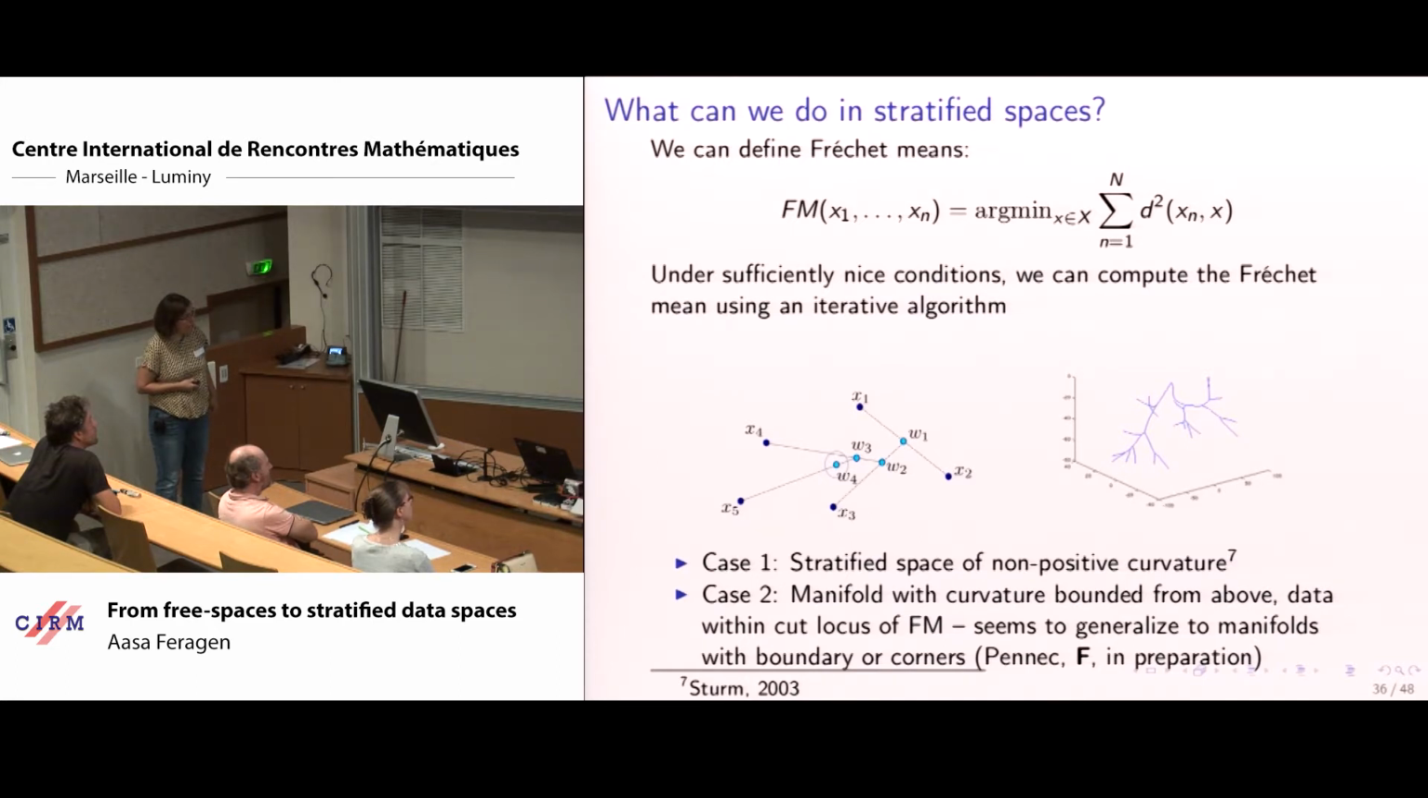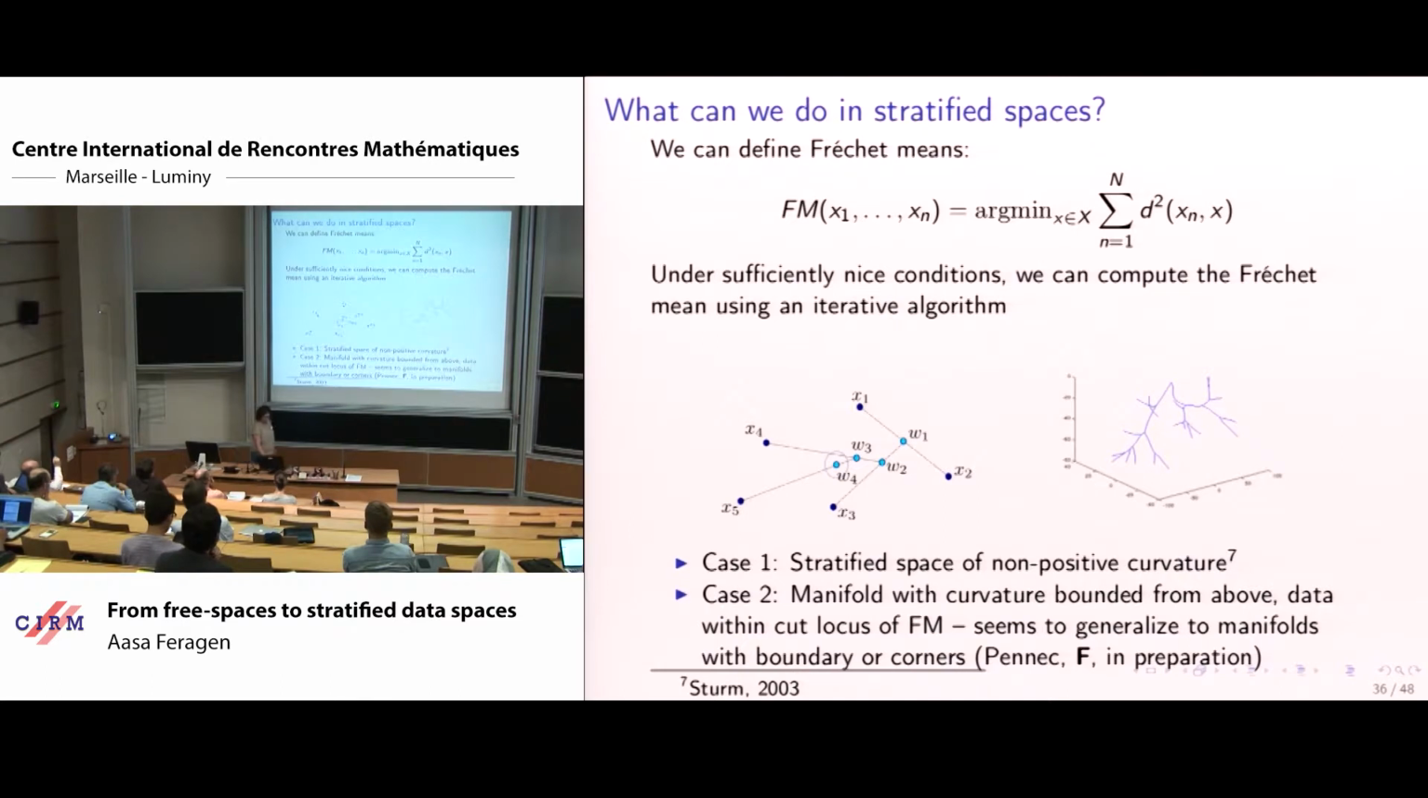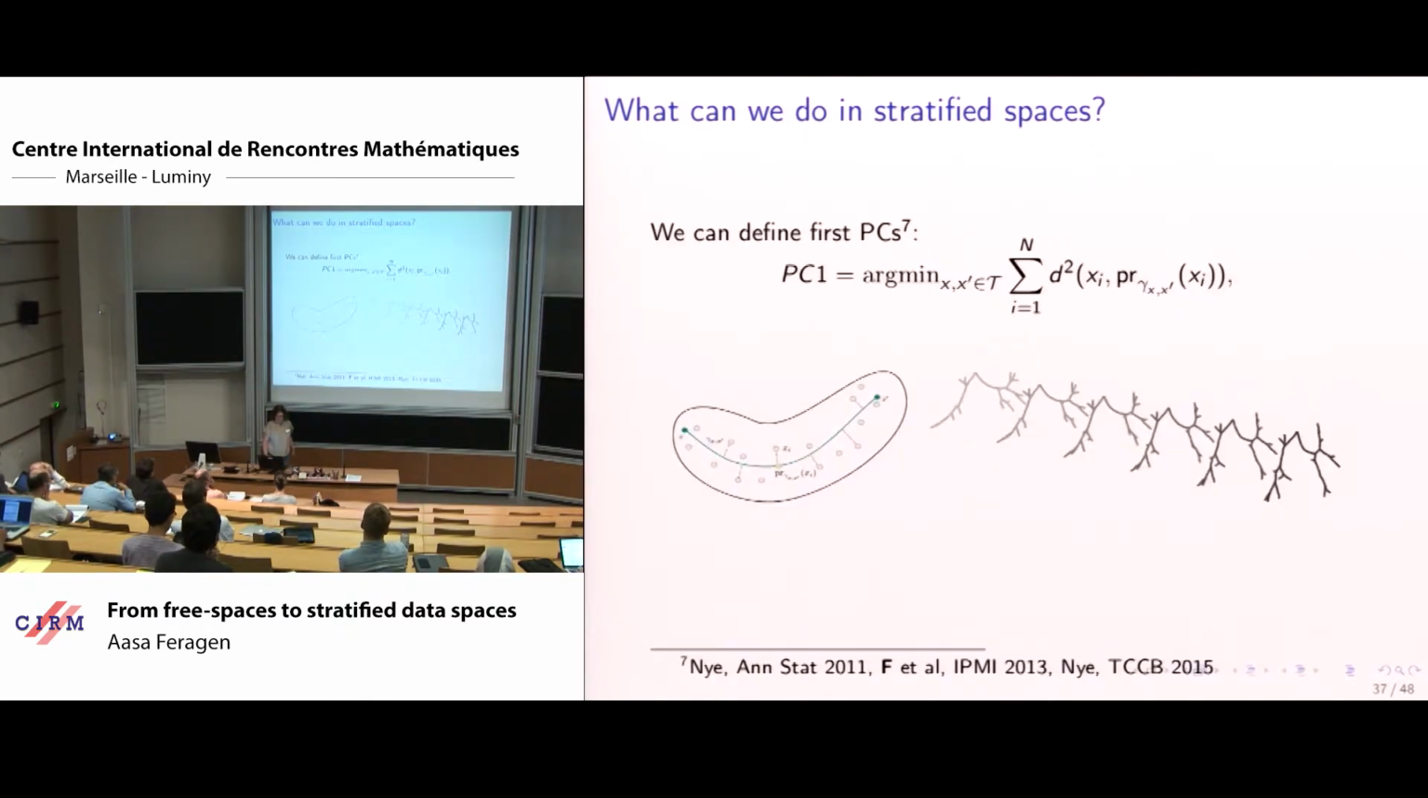So far it's mostly on manifolds. I think some of it might extend to when you have boundary, but let's see. But to some extent, you can certainly define means, and to some extent you can compute them.